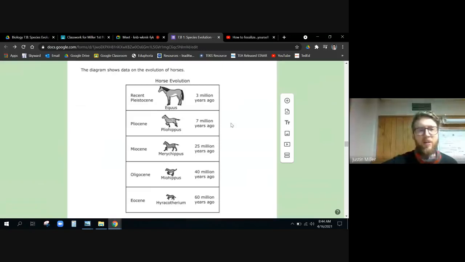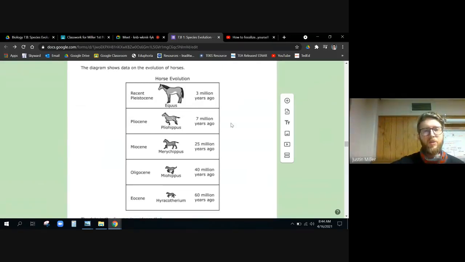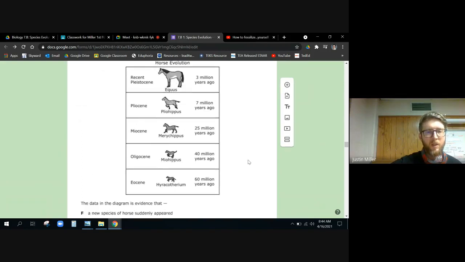Okay, so this diagram shows us horse evolution over time. We have 60 million years ago, 40 million years ago, 25, 7, and 3 million years ago. So further back in time, it looked like this, and as we went forward in time, the appearance of the horse changed. It got larger, and it became more like the horse that we know of today.